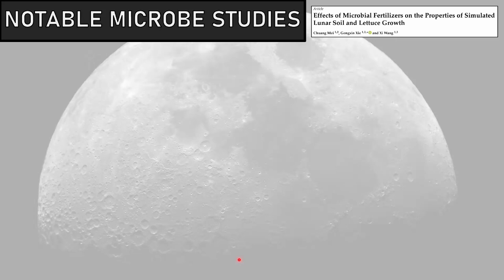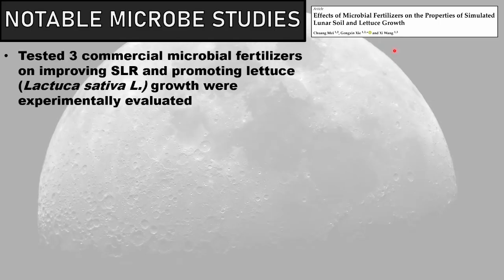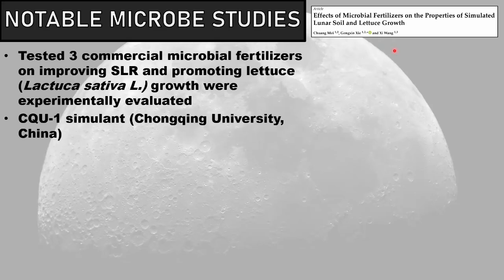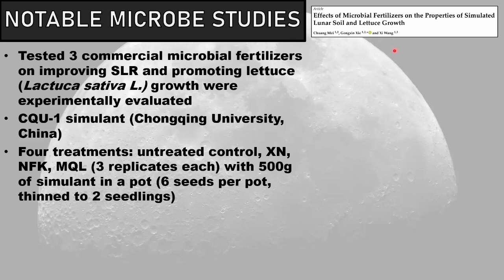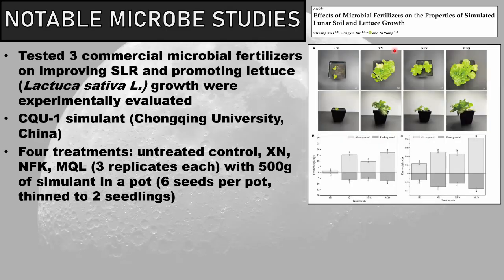All right, let's shift over to microbial studies, notable ones. There's one in 2026, effects of microbial fertilizers on the properties of simulated lunar soil and lettuce growth. While the previous one was huge and large scale, this is much more modest. Pretty introductory, but a nice little study. They tested 3 commercial microbial fertilizers on improving simulated lunar regolith and promoting lettuce growth. They used this CQ1 simulant from China. They had 4 treatments, an untreated control and then these 3 different biofertilizers, larger pots, 6 seeds per pot, thinning to 2 seedlings.